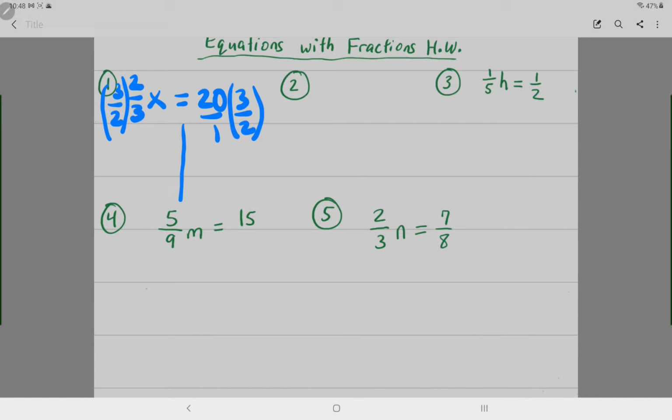So on the left side, the 3's will cancel. 3 divided by 3 is 1. 2 divided by 2 is also 1. So I'm left with x. Bring down my equal sign. On the right, 20 times 3 is 60. 1 times 2 is 2. And 60 divided by 2 is going to give us answer of 30. So answer for number 1 is A, x equals 30.